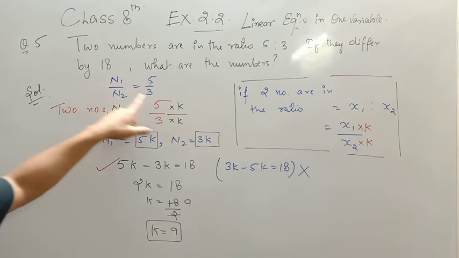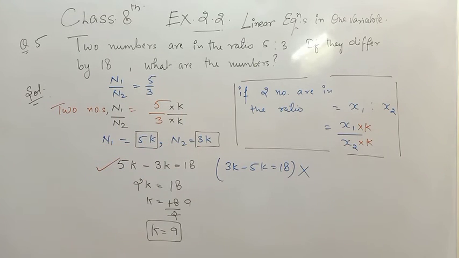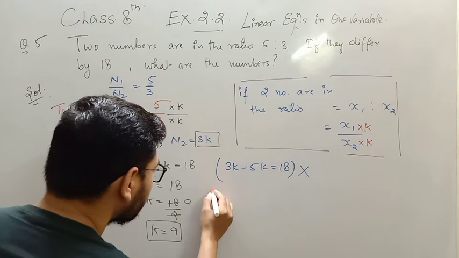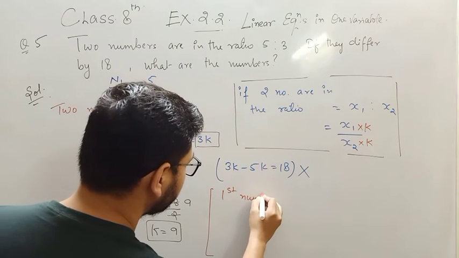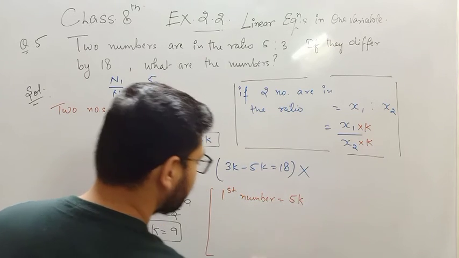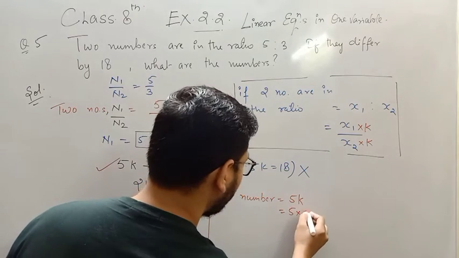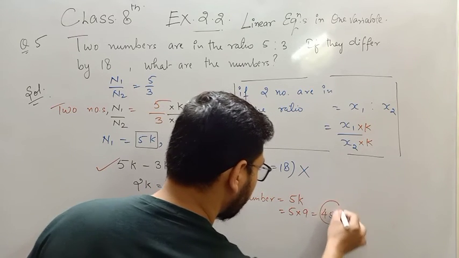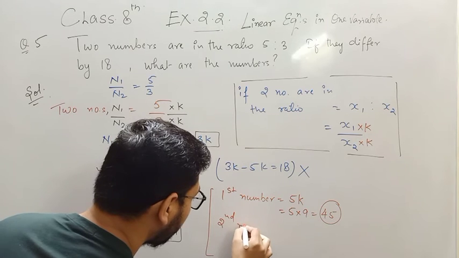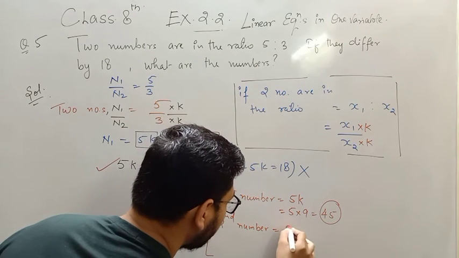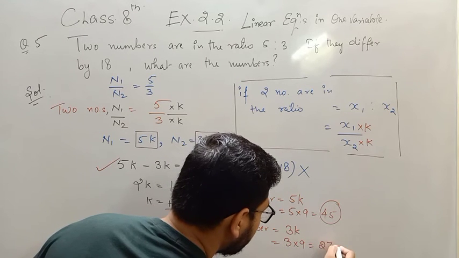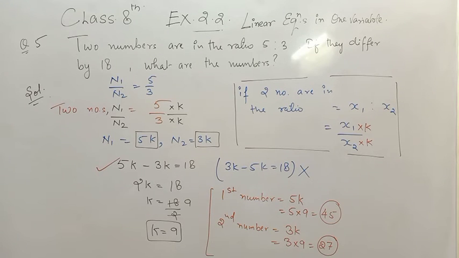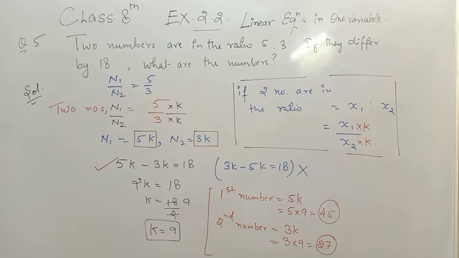Now you have two numbers, one is 5k and the other is 3k. Now you can write the first number is equal to 5k, which can be written as 5 into 9, which is equal to 45, and the second number is 3k, which is equal to 3 into 9, 9 3s are 27. So the first number is 45 and the second number is 27, and you can even verify your answer.